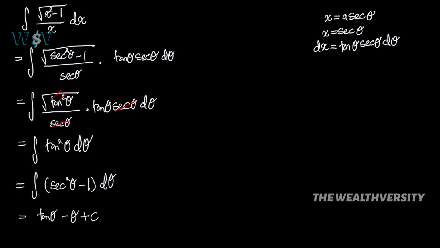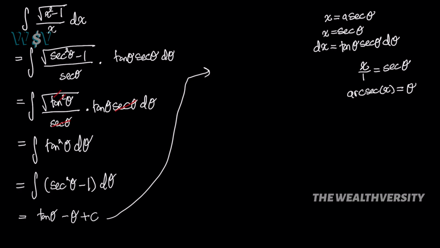The last part is changing back the variable to x instead of theta. So we look at x is equal to secant theta. It's basically x over 1, and secant theta is found by putting the hypotenuse over adjacent, since it's the reciprocal of cos theta.